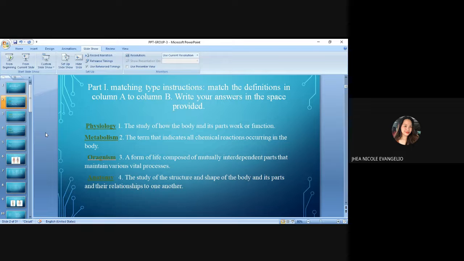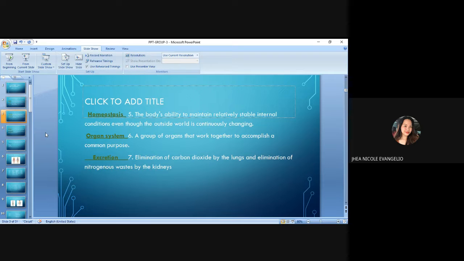Number 4, the study of the structure and shape of the body and its parts and their relationship to one another. The answer is anatomy. Observation is used to see sizes and relationships of parts. Number 5, the body's ability to maintain relatively stable internal conditions even though the outside world is continuously changing. The answer is homeostasis. There are three components: the receptor, control center, and the effector.